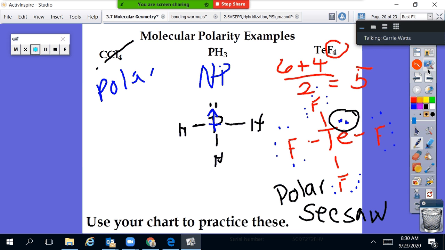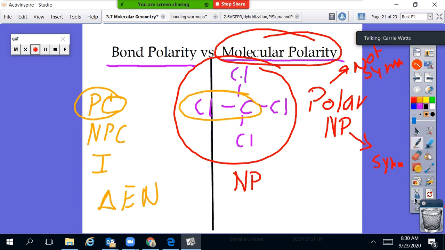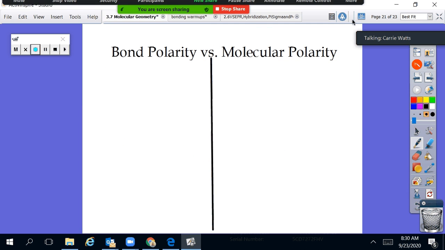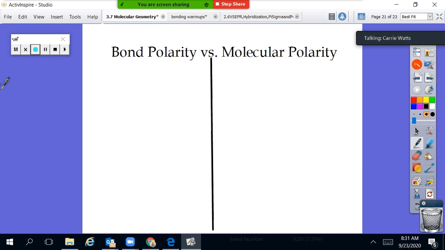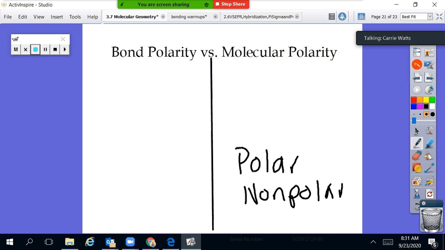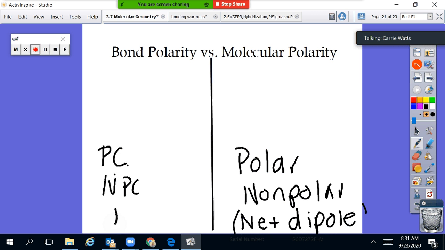Okay. Now, I just want to make this clear. I like doing this with honors as well. Make sure you understand the difference between bond polarity and molecular polarity. Remember, molecular polarity, you have 2 choices. It could be polar or nonpolar. Okay, and we're looking at the net dipole force. Okay, bond polarity, you're looking at one bond, and it could be polar covalent, nonpolar covalent, or ionic. And you're looking at one bond.